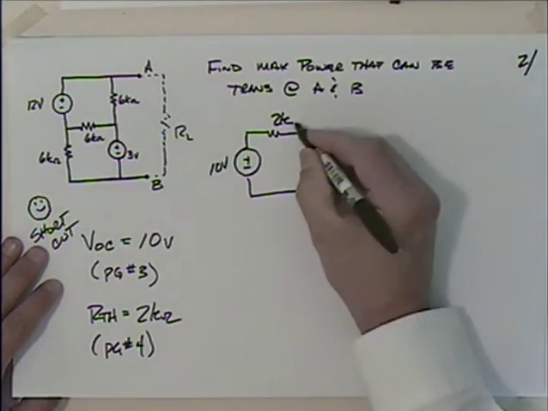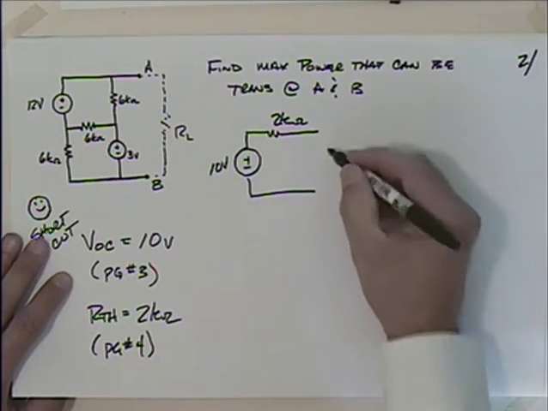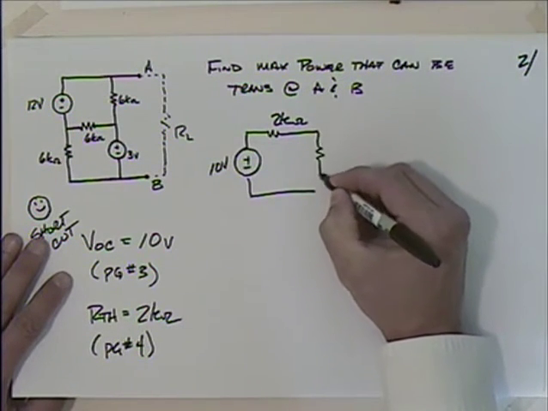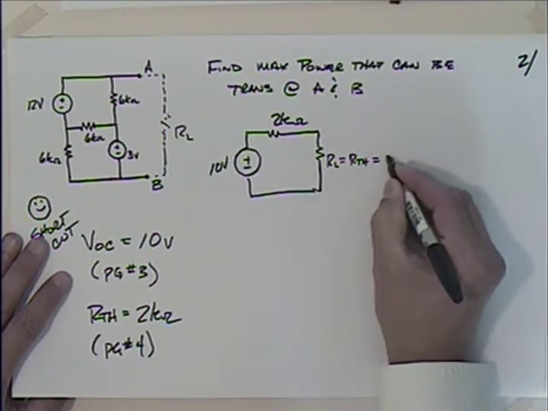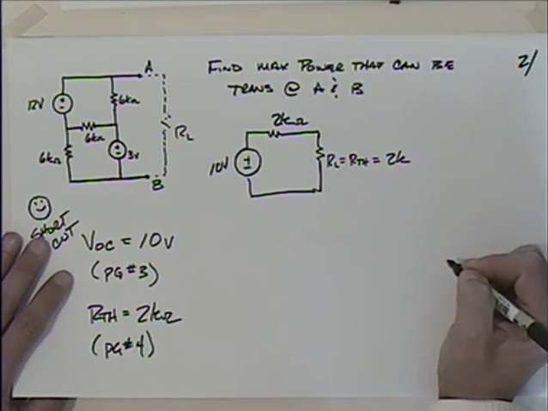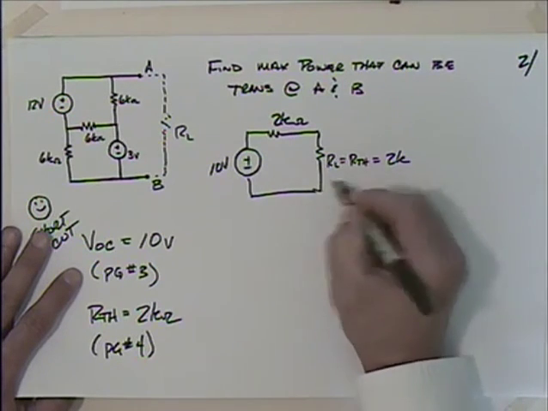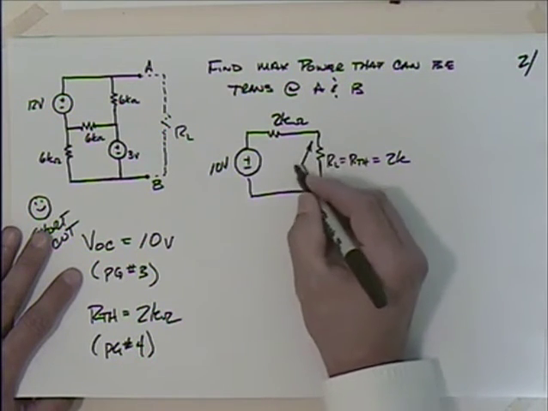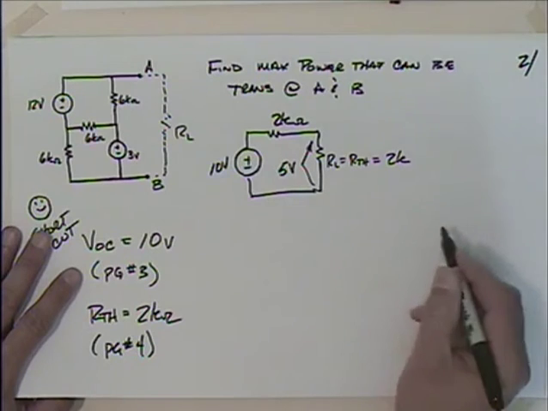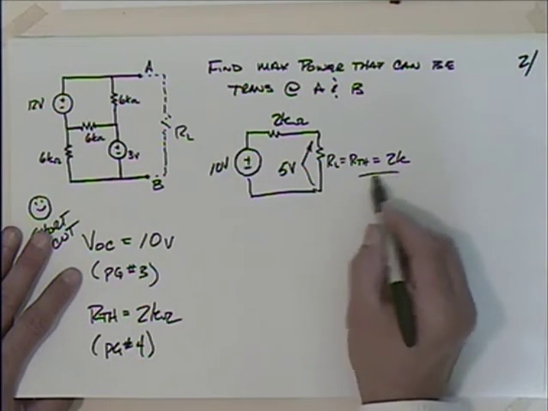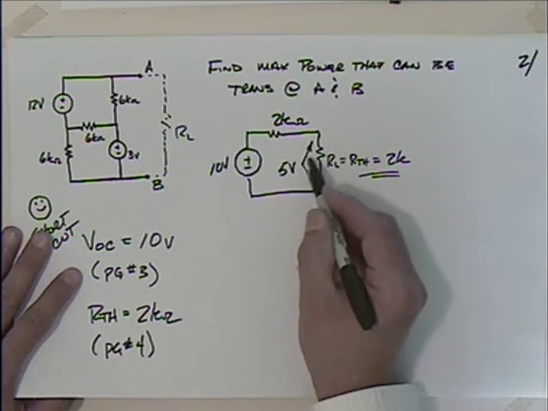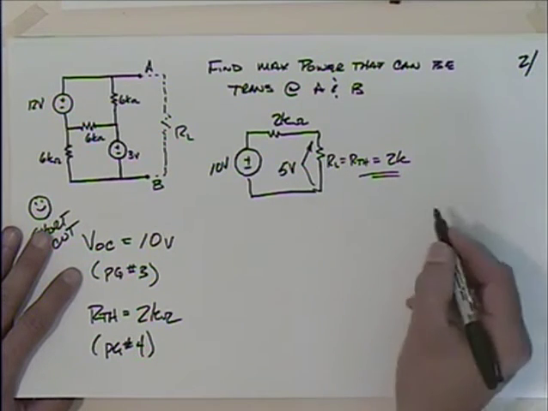2K ohms. So we're asked, what's the maximum power? Well, the maximum power is going to be when RL is equal to R Thevenin, which is 2K. And what value of power are we going to have? If that's true, we would have 5 volts across here. This is where you could remember the equation we talked about when we derived maximum power, but I just remember that the resistances have to be equal. Because they're equal, the voltage split is easy.